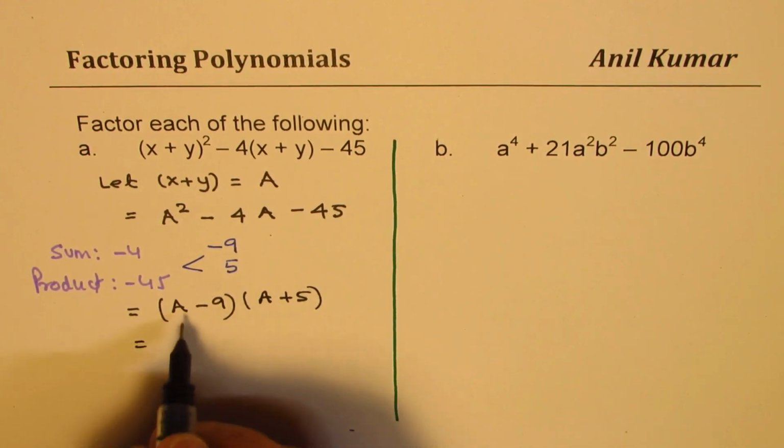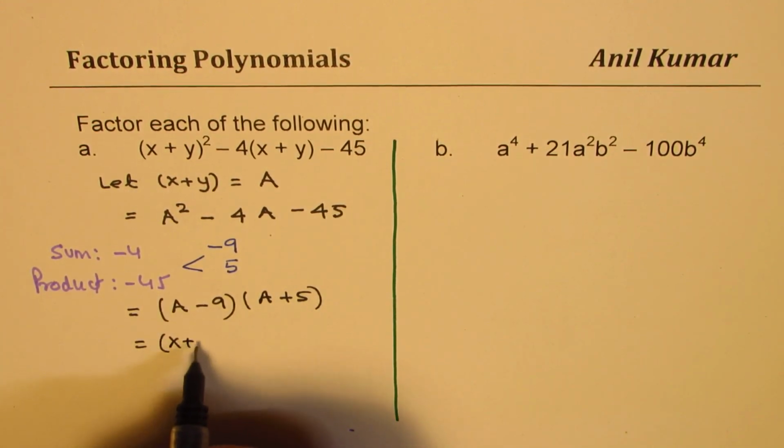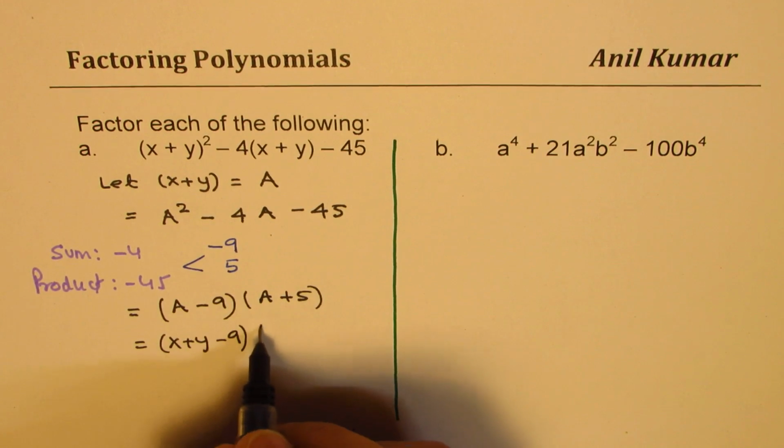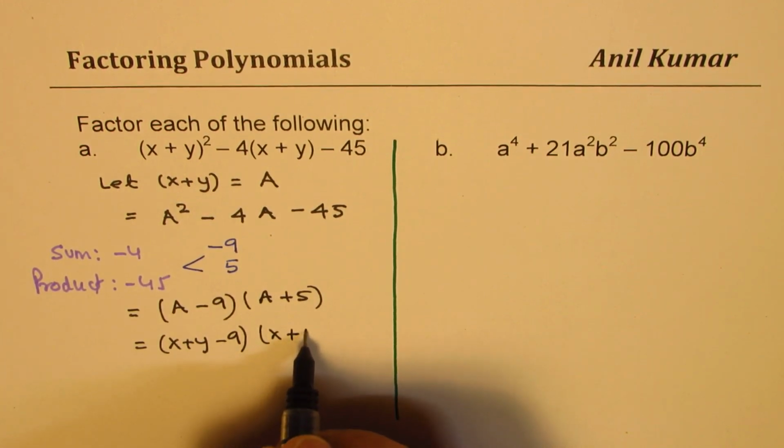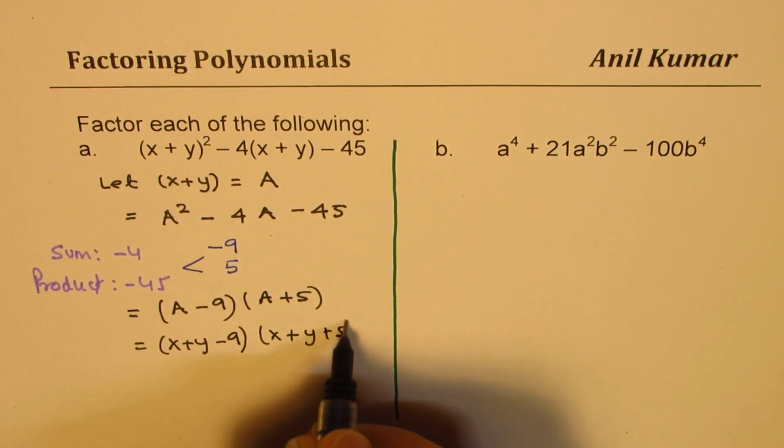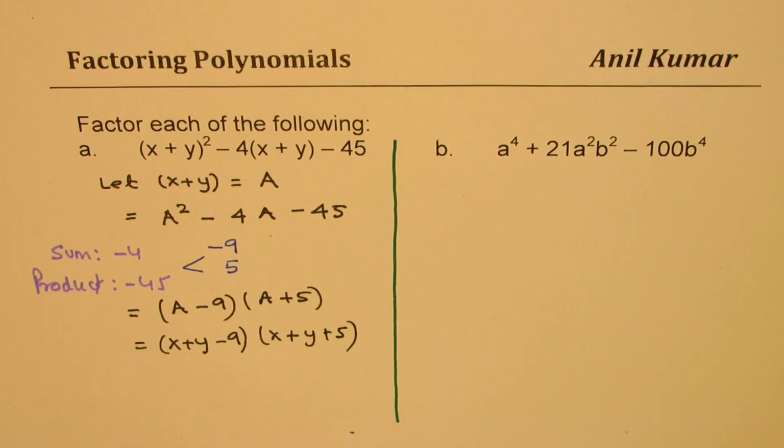And now you replace back A with x + y, right? This is the factored form and it cannot be further factored, correct? So that is your result. Now let's look into the second one.